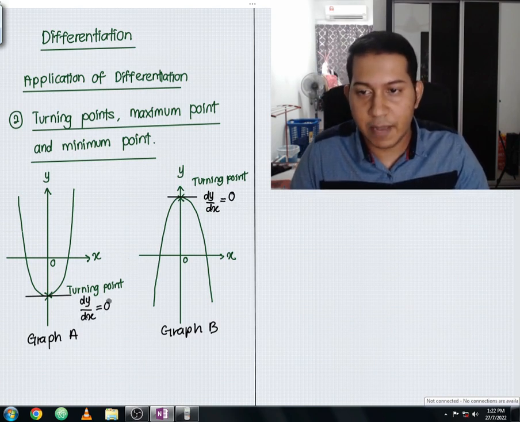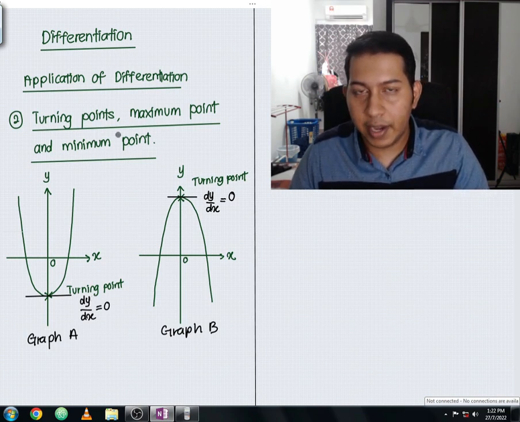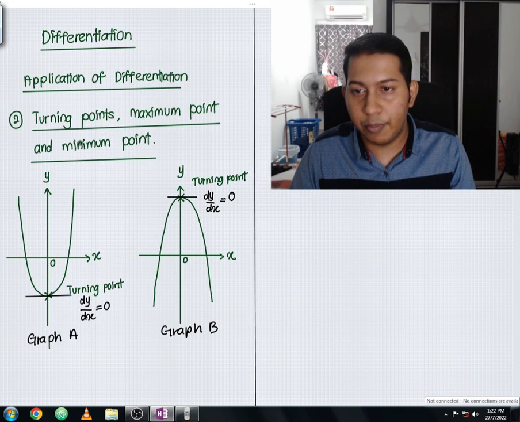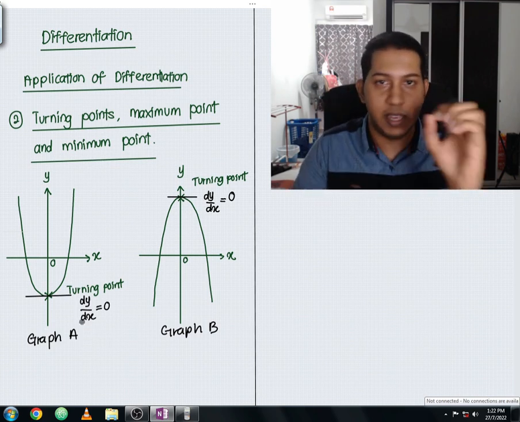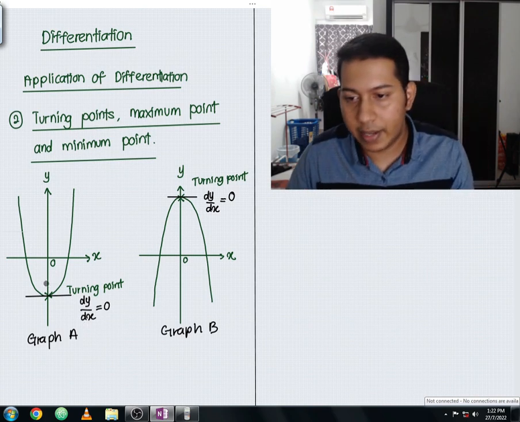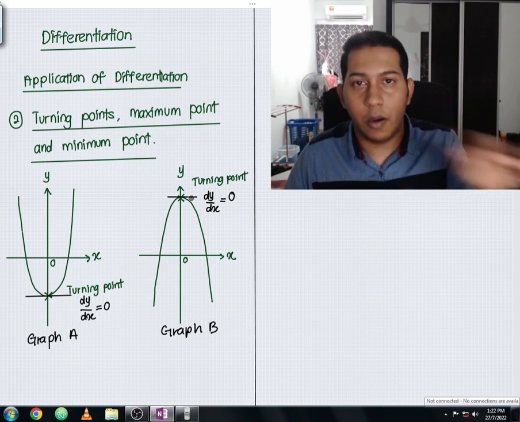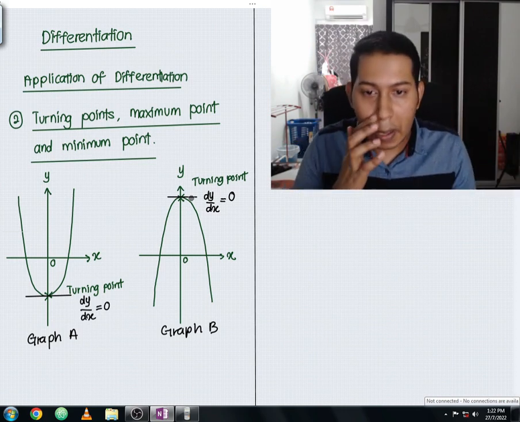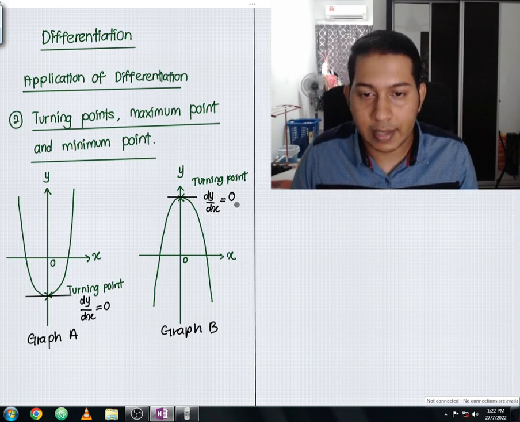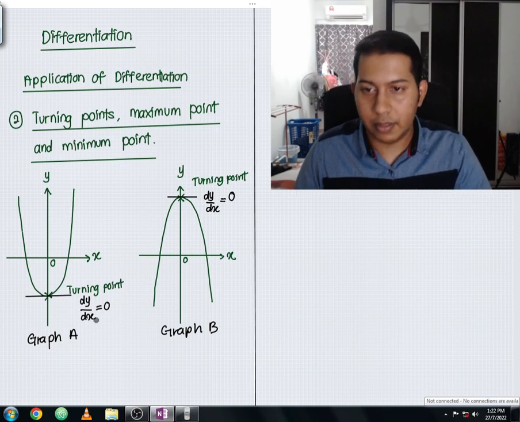So this is one of the important terms that you should remember. Whenever you see turning point in a question, you should know that your dy over dx, your gradient of tangent, will be equal to 0. Why equal to 0? As you can see here, you have a perfect horizontal line. The gradient of a horizontal line is always 0. So you should remember that. That's why dy over dx is equal to 0 for graph B and graph A. That is the concept for turning point.